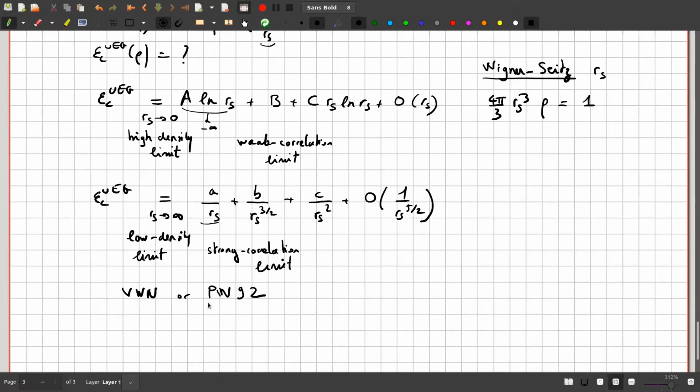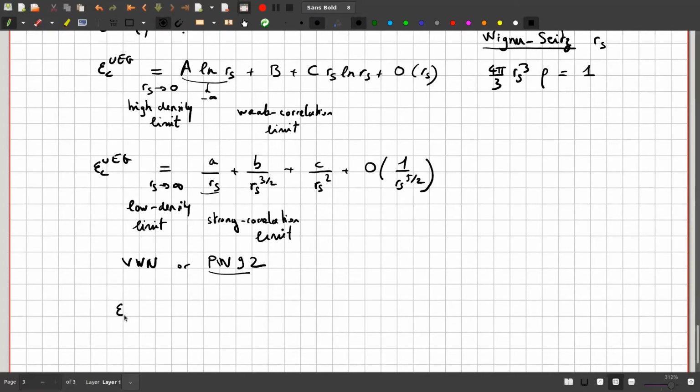So you can find in particular in the review article the exact form of this PW92 parameterization for the correlation LDA functional. I should also say that I've focused on the non-spin dependent case, but in fact you can also consider the spin dependent case, and in this case you will have a correlation uniform electron gas energy, which will depend on both rho up and rho down, okay? And this is sometimes known as local spin density approximation, okay?